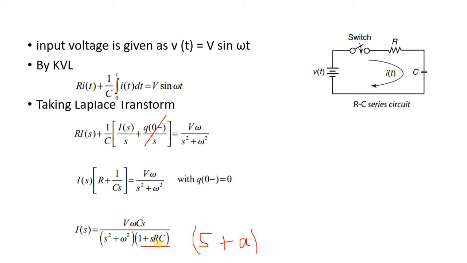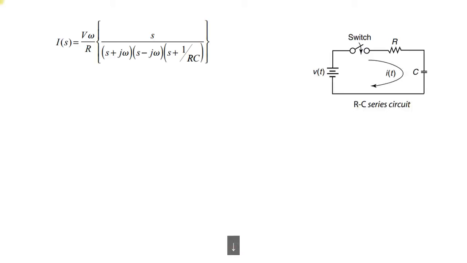I take RC outside, so it is replaced by 1 over s plus 1 divided by RC, and s squared plus omega squared is replaced by s plus j omega into s minus j omega, which we saw in the previous lecture on the RL series circuit with sinusoidal input. Therefore I rewrite this equation like this. Are you clear? Now I go for the partial fraction method in order to take the inverse Laplace transform.